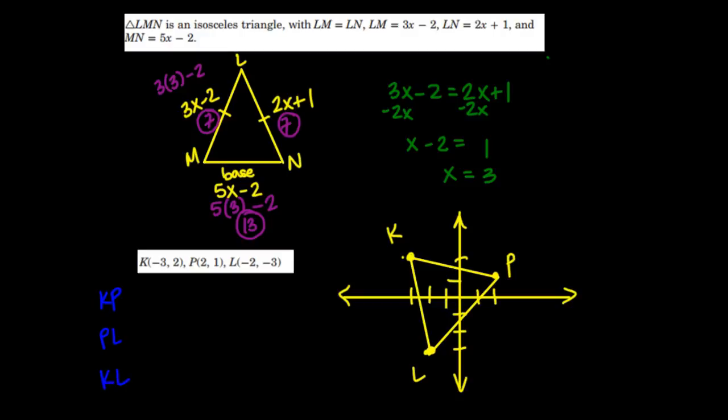So do you remember from the last chapter how I do that? Exactly, I want the distance formula. So I want the distance between the points K and P. So remember, I do x2 minus x1 squared, Pythagorean theorem, right? So I'm going to do x2 minus x1 squared. So 2 minus negative 3 squared.